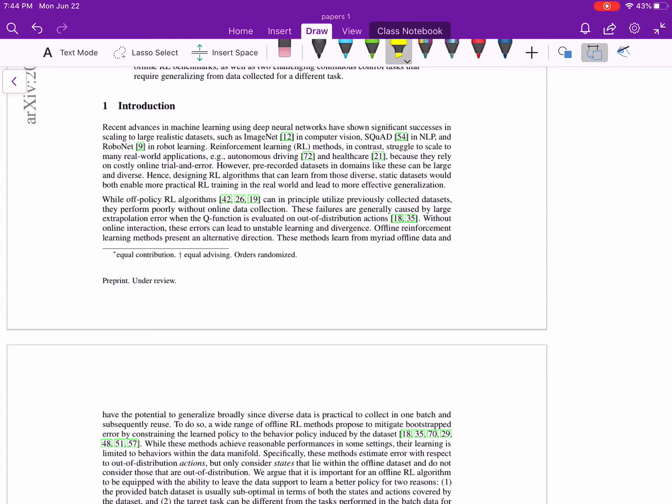Off-policy RL algorithms perform poorly when they utilize data without online data collection. Yes, this is observed in these papers. You can see it later. I'll link to this paper as well. Some reasons for these failures could be extrapolation error when the Q function is evaluated on out-of-distribution actions.